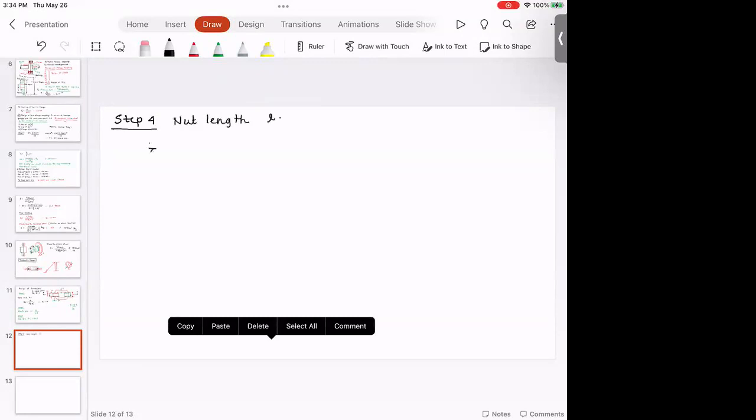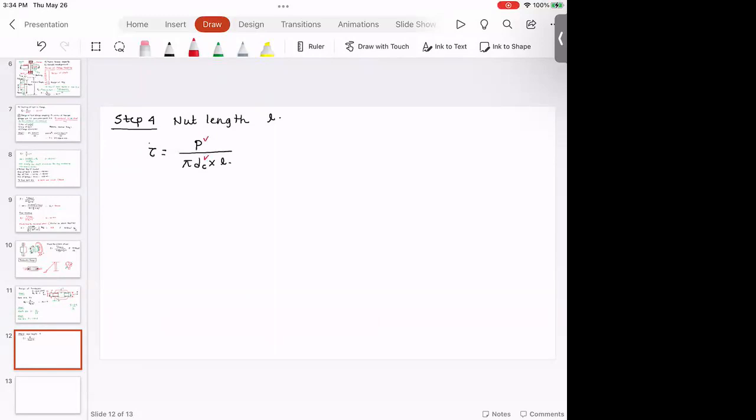and that comes from the shearing, pi times DC multiplied by L. DC is known, P is given, torque is known. So from here, you can find out the value of L. Step 5.